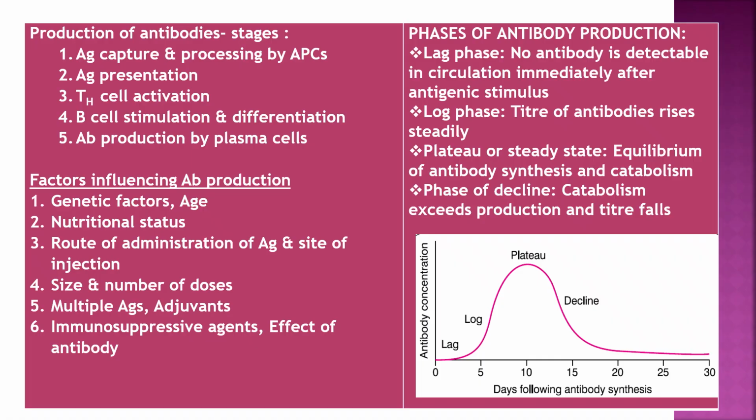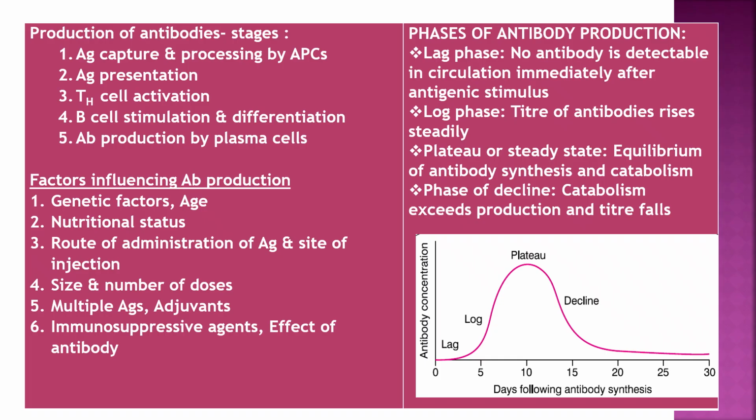Production of antibodies, stages: first, antigen capture and processing by APC; second, antigen presentation; third, T helper cell activation; fourth, B cell stimulation and differentiation; fifth, antibody production by plasma cells. Factors influencing antibody production: genetic factors, age, nutritional status, route of administration of antigen and site of injection, size and number of doses, multiple antigens, adjuvants, immunosuppressive agents, effect of antibody.